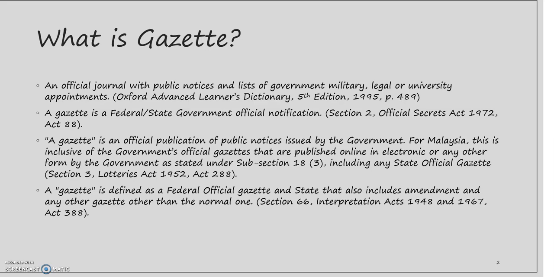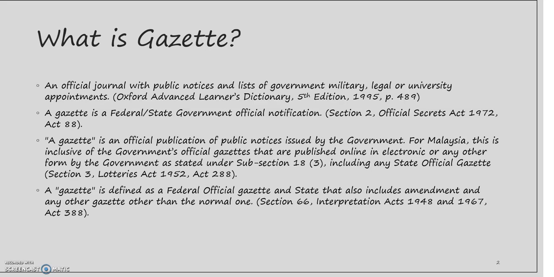Under section 66 of the Interpretation Acts 1948 and 1967, a gazette is defined as the federal official gazette or state official gazette that includes amendment, gazettement of any amendment or any other process of law which is other than the normal one. An example of a definition of gazette as given by specific law can be seen under section 3 of Lotteries Act 1952, which says that a gazette is an official publication of public notices issued by the government. In fact, there is also gazette under the National Land Code.